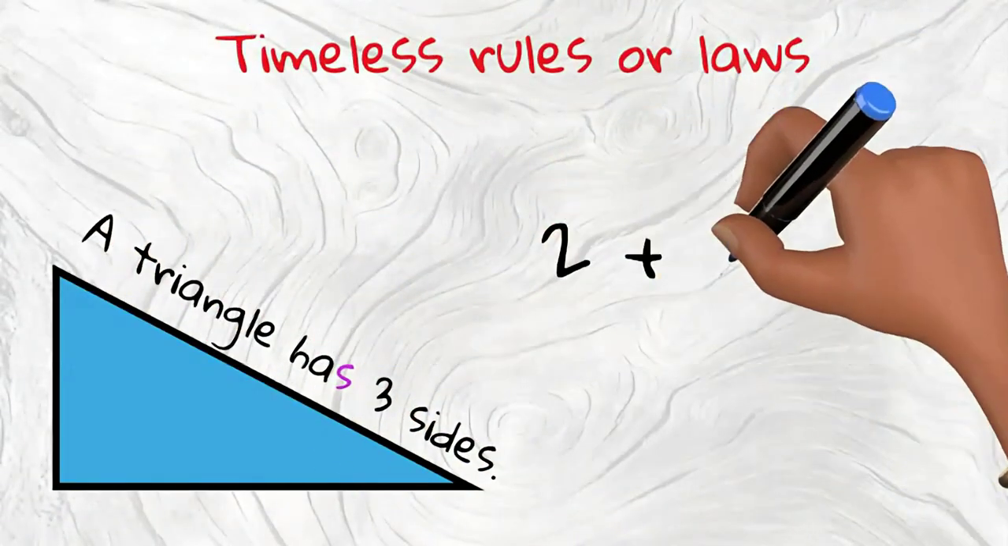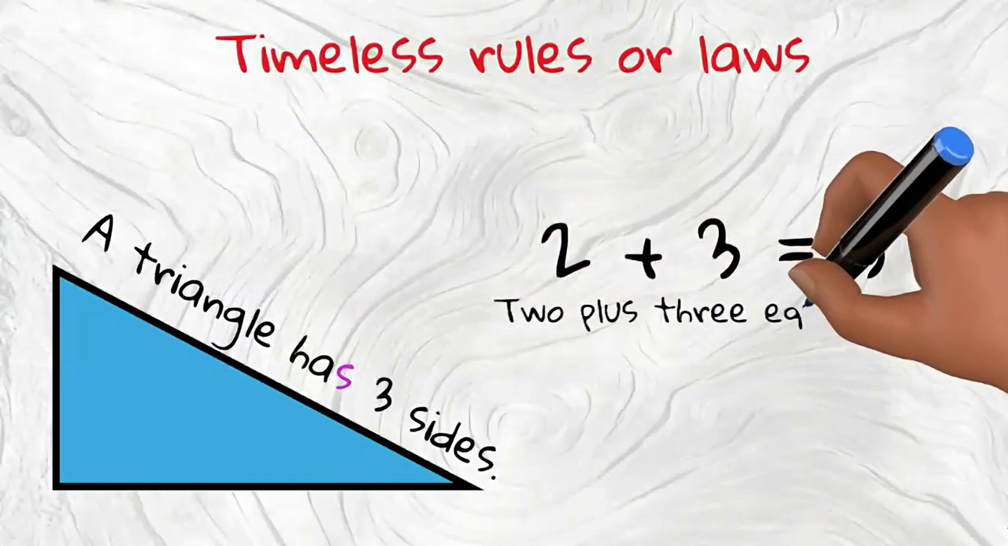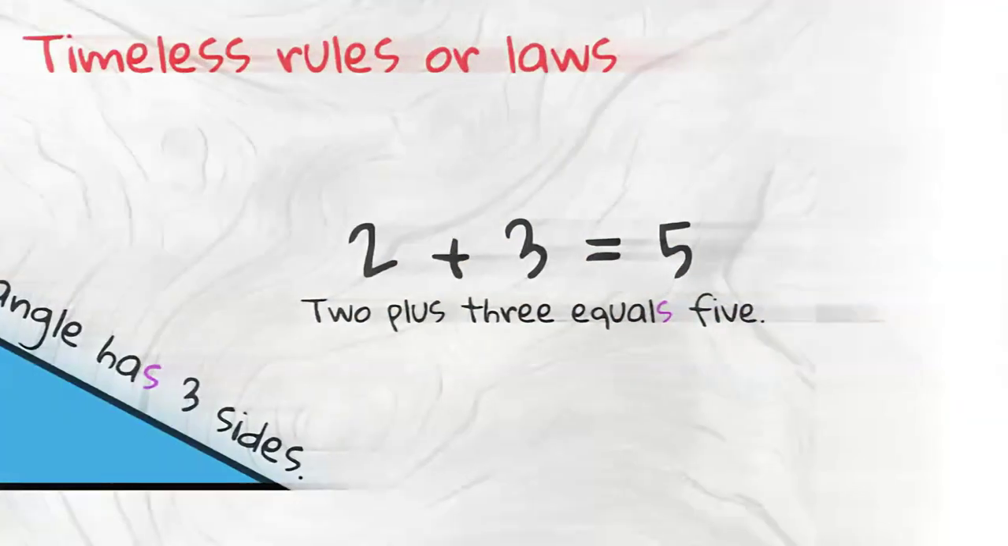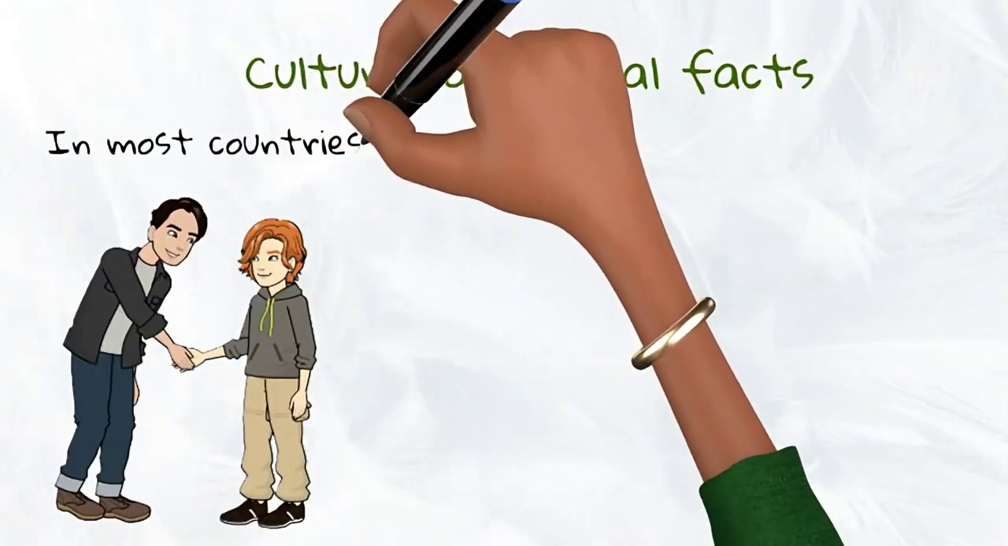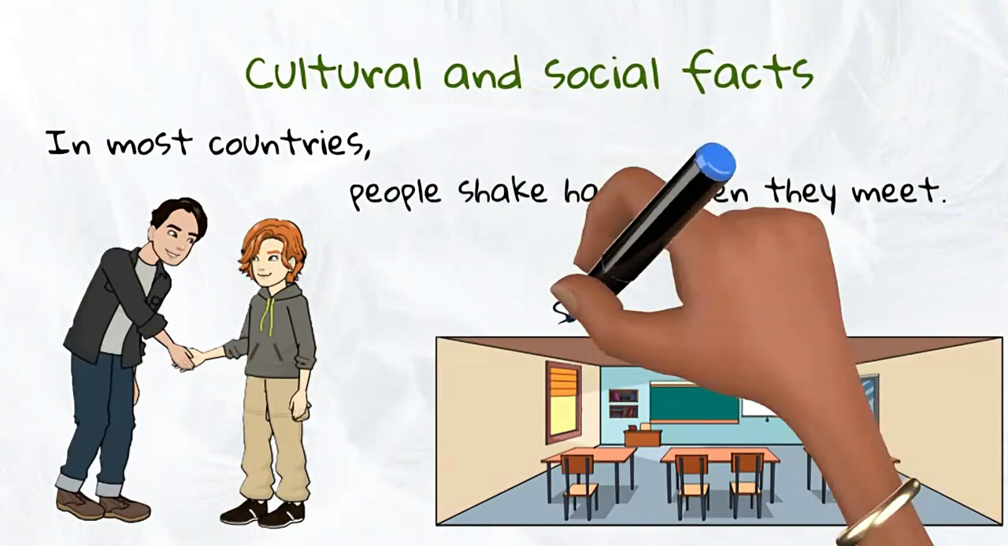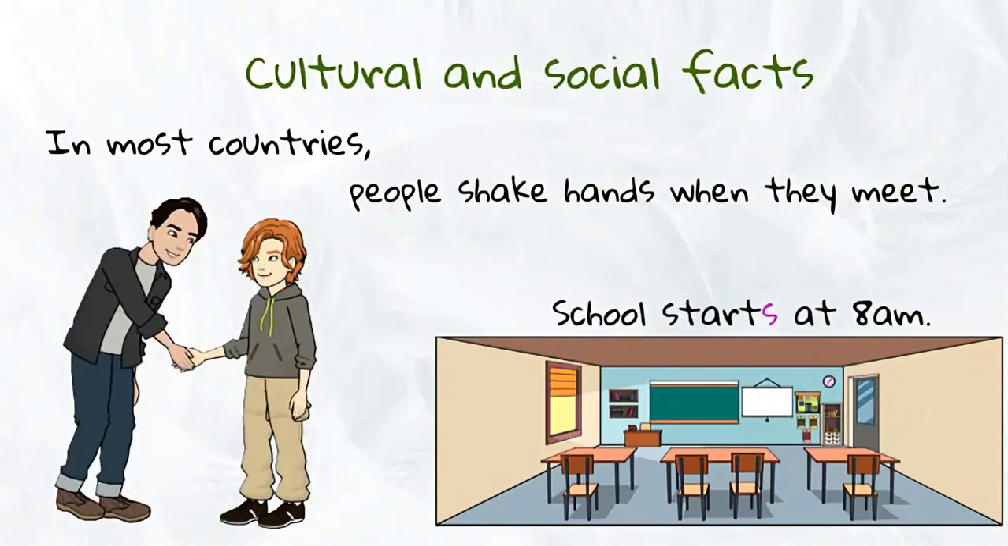Rules or laws: a triangle has 3 sides. 2 plus 3 equals 5. And lastly, cultural and social facts. In most countries, people shake hands when they meet. And in many countries, school starts at 8 a.m.